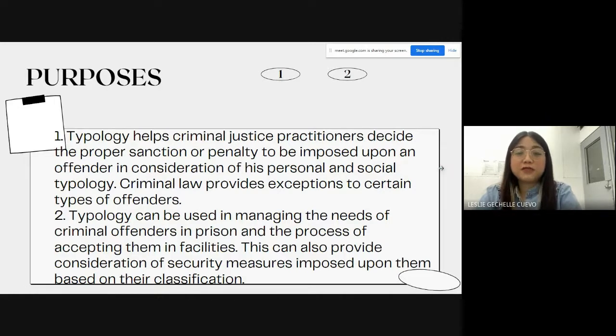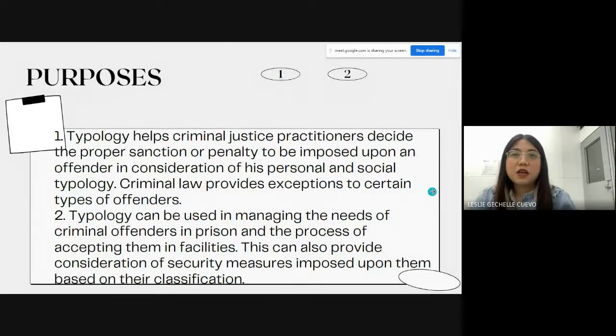into typologies. The number 2, typology can be used in managing the needs of criminal offenders in prison and the process of accepting them in facilities. This can also provide consideration of security measures imposed upon them based on their classification. Sa prison kasi, hindi ka naman basta isasalpak lang sa selda. Ika-classify ka muna nila. Although may separate subject kayo dito, no?